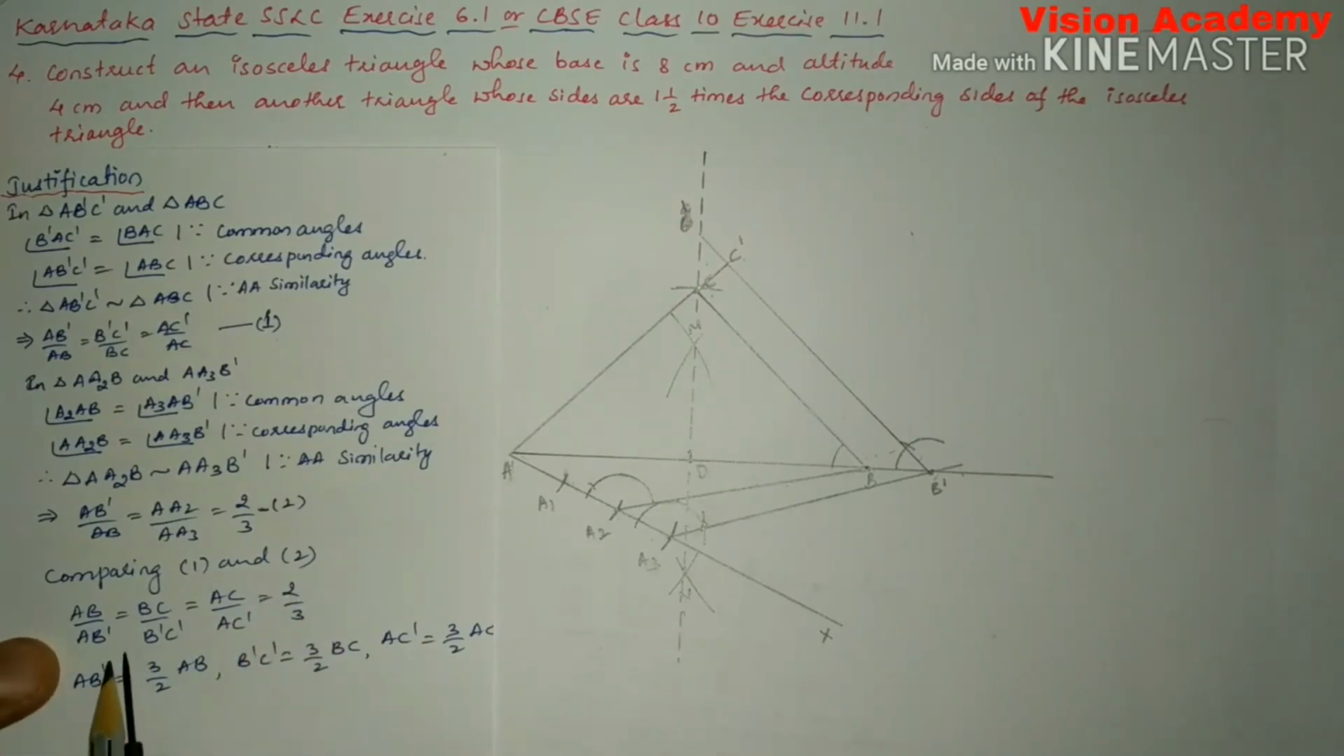So here once we transform this 2 by 3 from RHS to LHS and this AB dash from LHS to RHS, we will get AB dash is equal to 2 by 3 will become 3 by 2 into AB. Similarly, B dash C dash is equal to 3 by 2 into BC. AC dash is equal to 3 by 2 AC. So this is the justification.